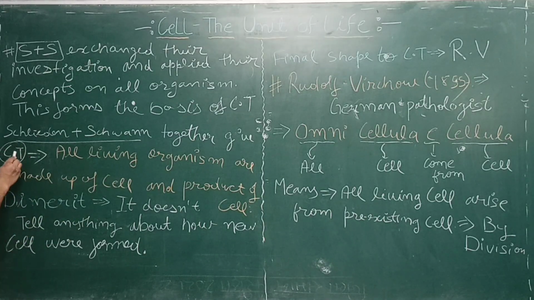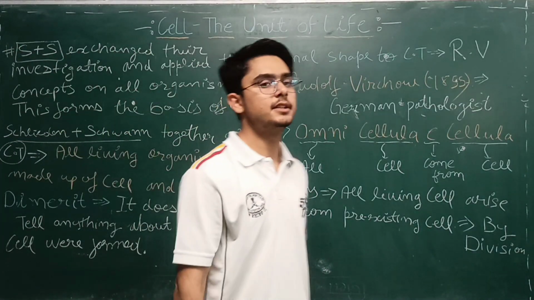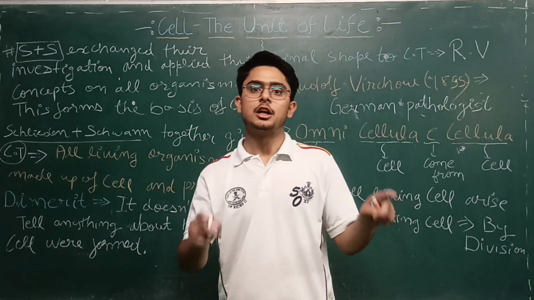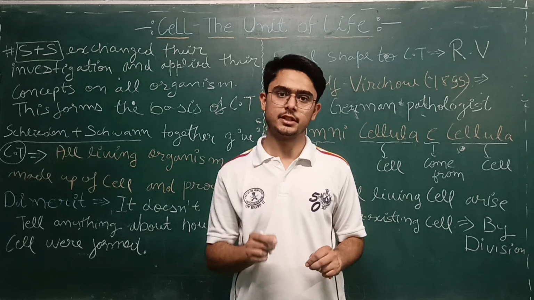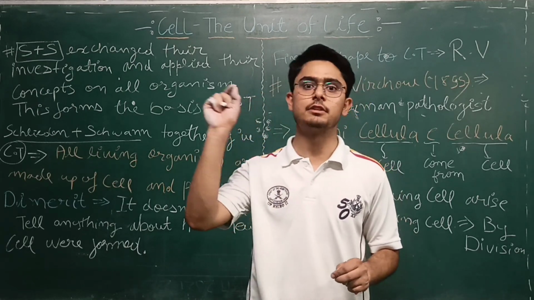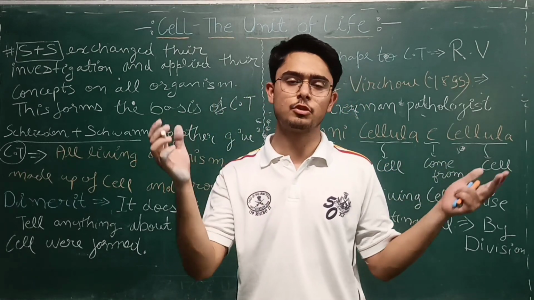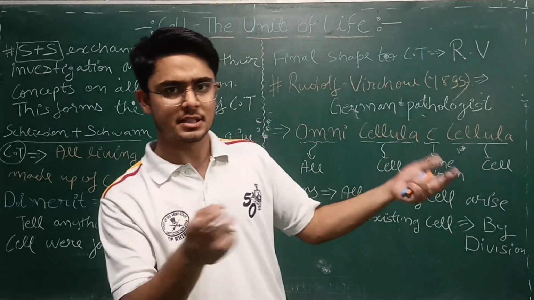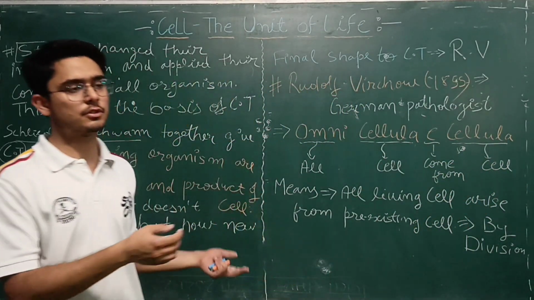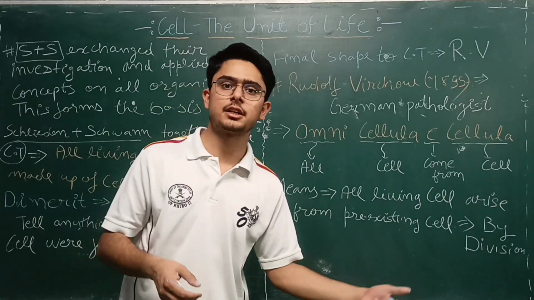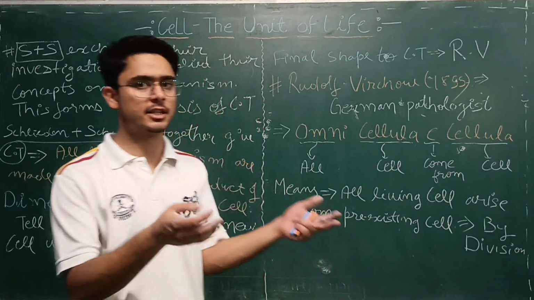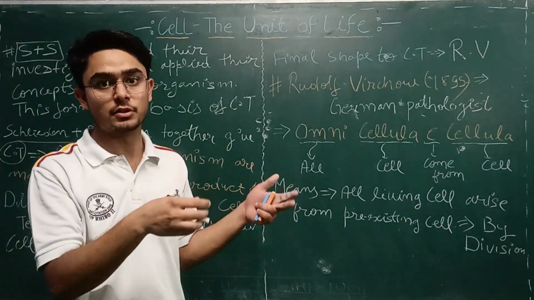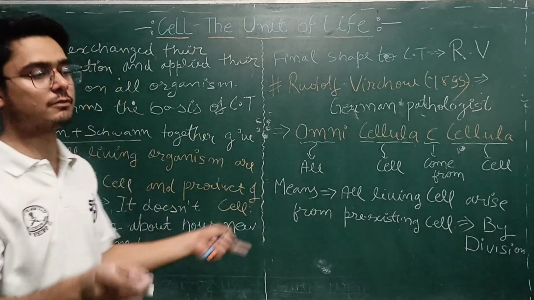Okay. So it has a demerit also. What's the demerit? They don't tell anything about how new cells were formed. They didn't know at that time about division and everything else. So they just skipped that point, and they just told that organisms are made up of cells and products of cells. They don't tell anything about how new cells were formed.